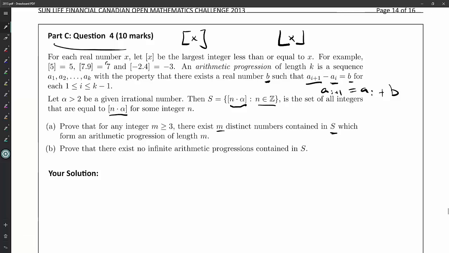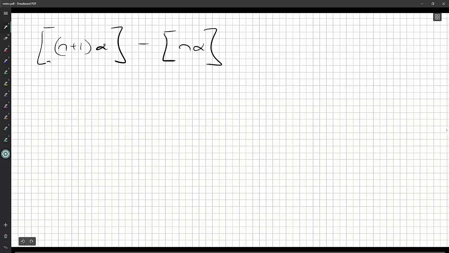Alright, so how do we actually get integers out of here, and how can we get an arithmetic progression? Well, I think maybe one of the easiest things to do is just look at two terms. We'll try and be very simple. Let's look at (n plus 1) alpha minus n alpha. Okay, is there anything that we can say about that?